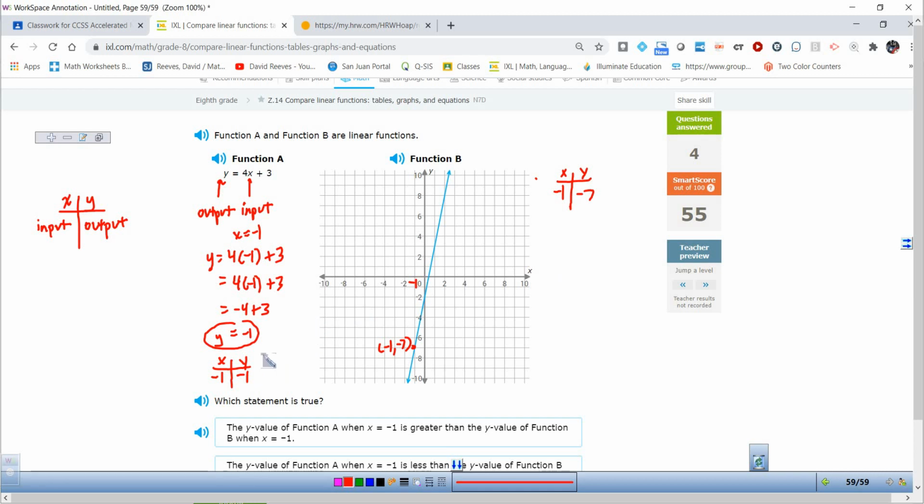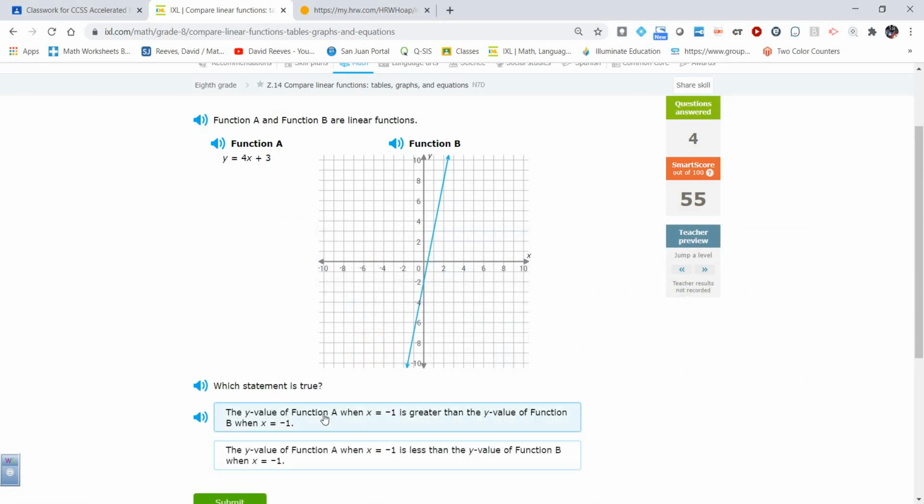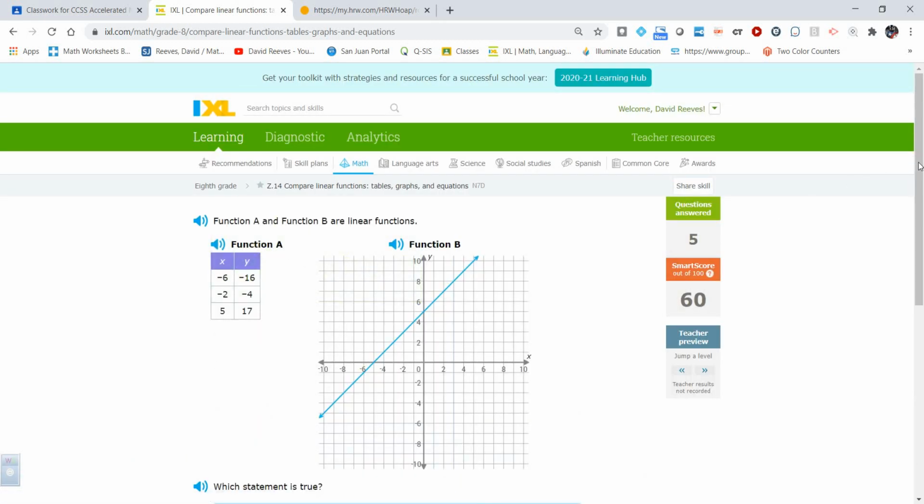Okay, so what do we know then? Do you agree that -1 is greater than -7? All right, so that means that the y value of function A is greater than the y value of function B when we input -1.